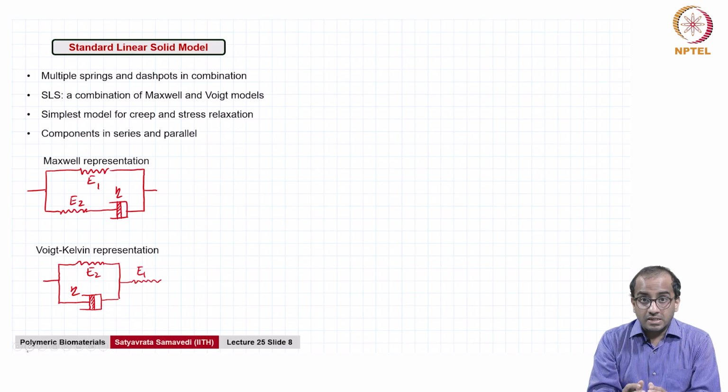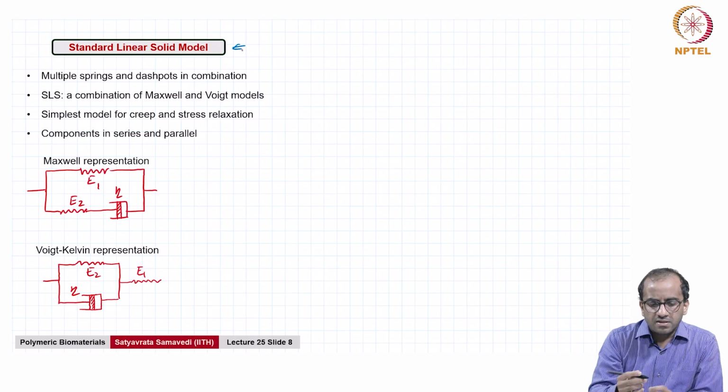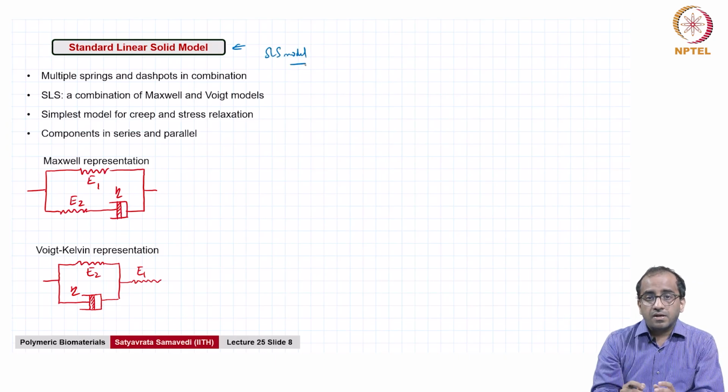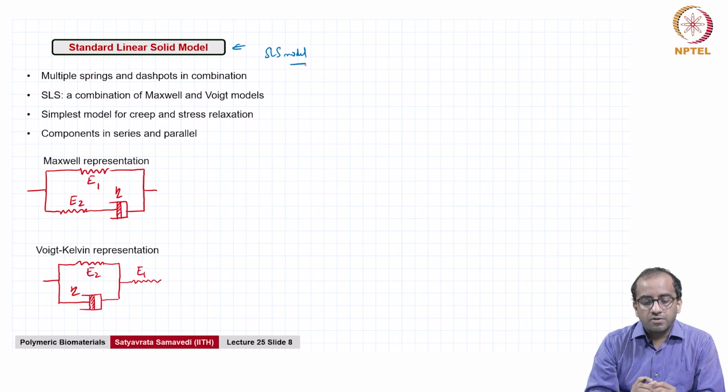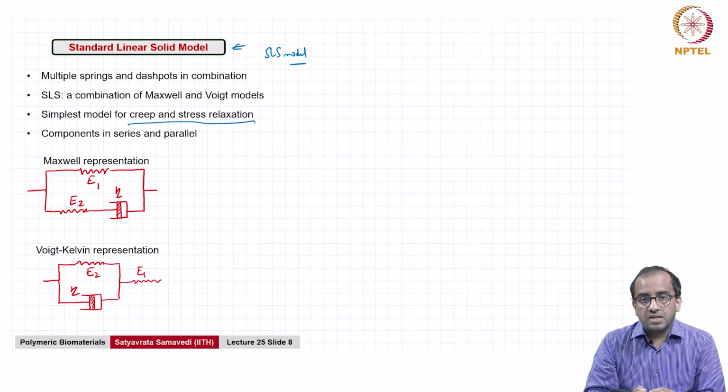This is just for you to get a sense that there are such models that can help predict or capture both aspects, right. One such model, which is the simplest of models, is called the standard linear solid model, or SLS, where you have multiple springs and dashpots in combination, right. So, it is in some sense a combination of the Maxwell and the Voigt models, and it is the simplest model for linear viscoelasticity that is able to predict both creep and stress relaxation, right.